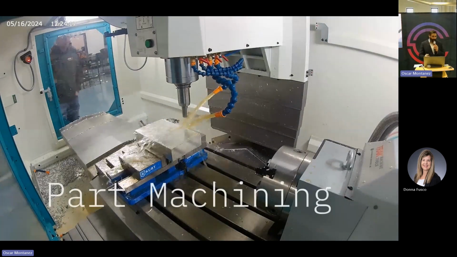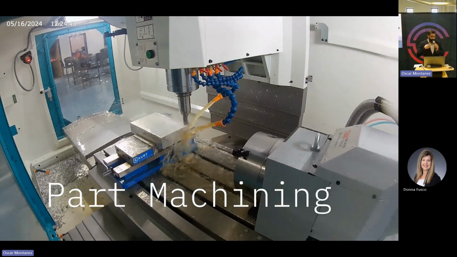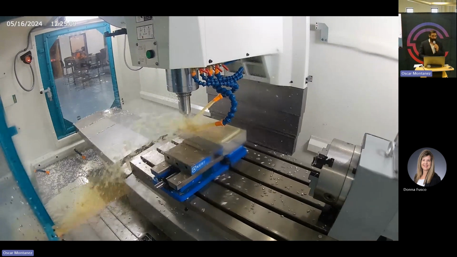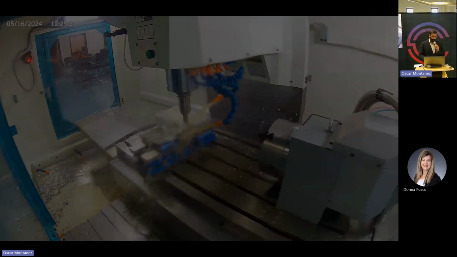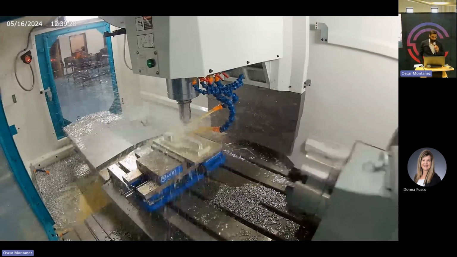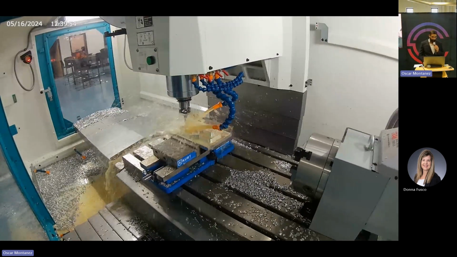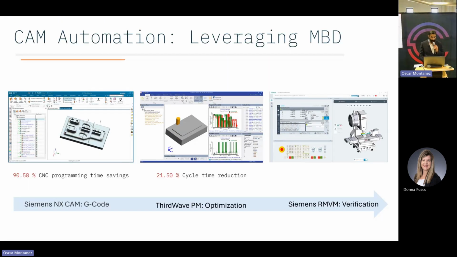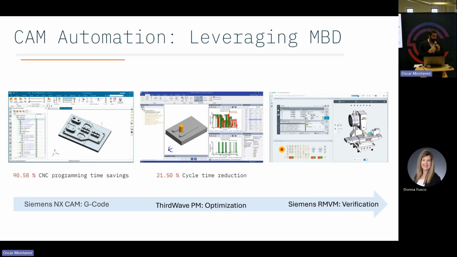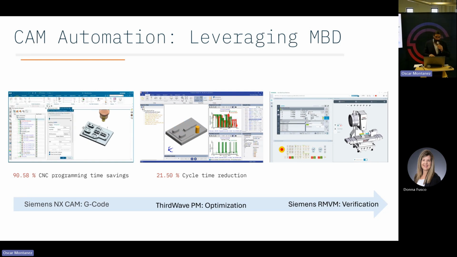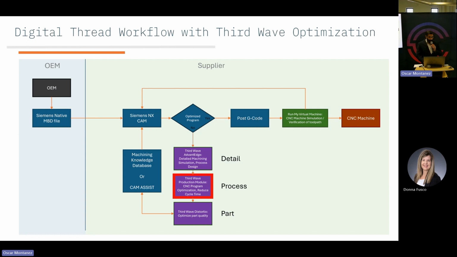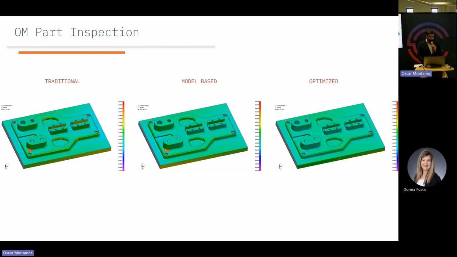So this is just a quick video showing now going onto the machine and actually machining that part out. I'll skip over this just because it's going to take a bit. Again, these are the different processes involved. 90.58% time savings in programming, 21.5% in cycle time reduction, and then over to running my virtual machine and the actual machine itself. Again, this was the workflow that we went through.